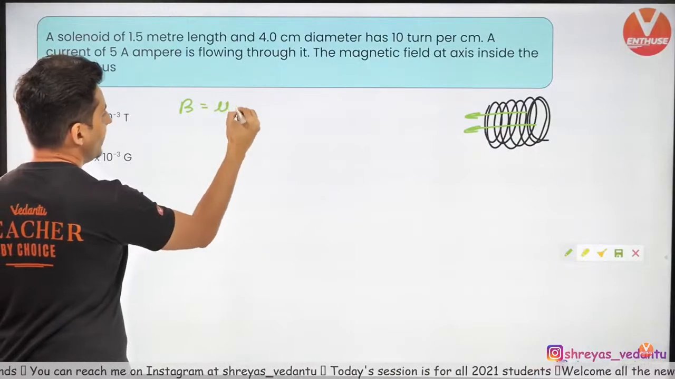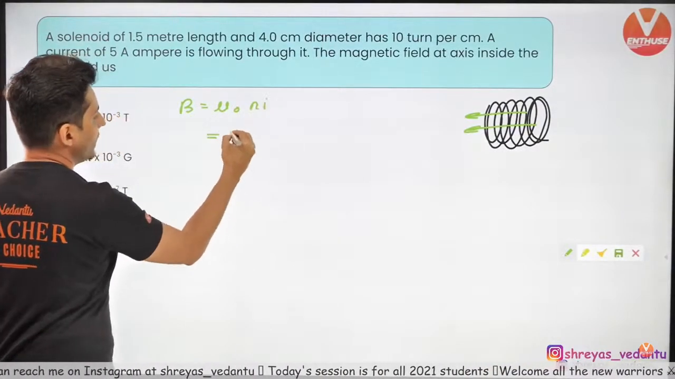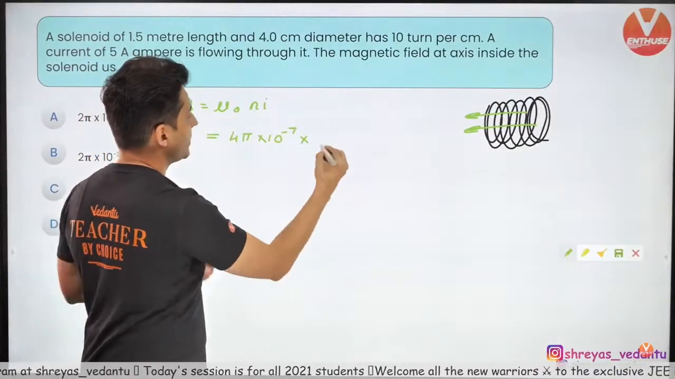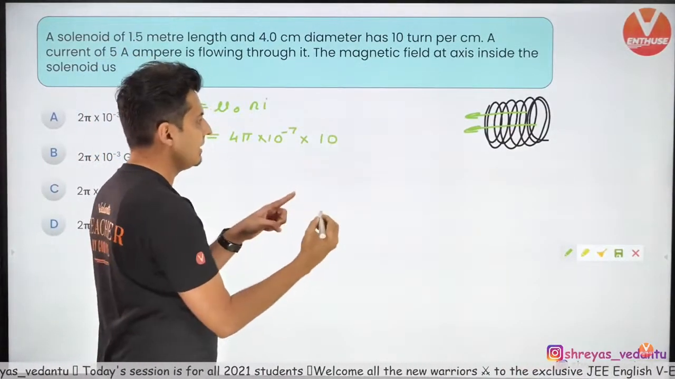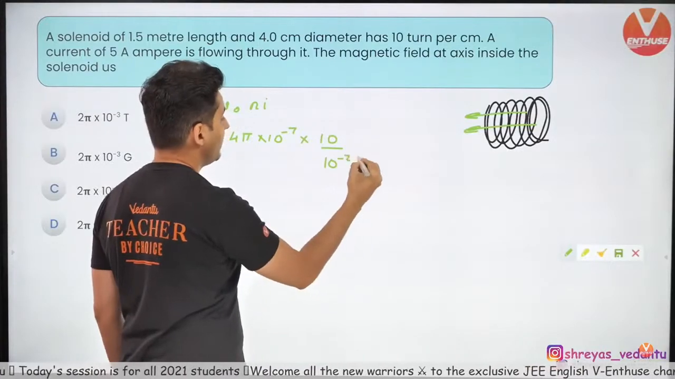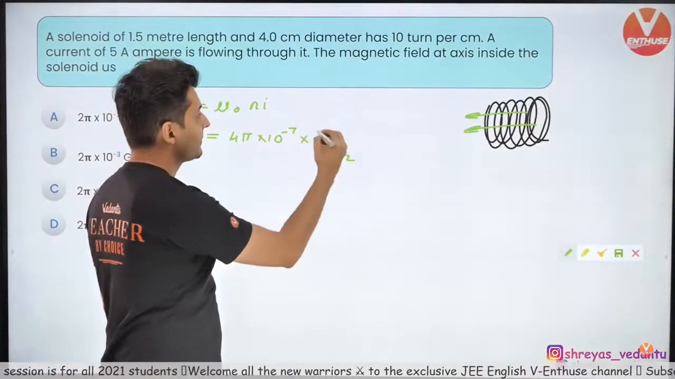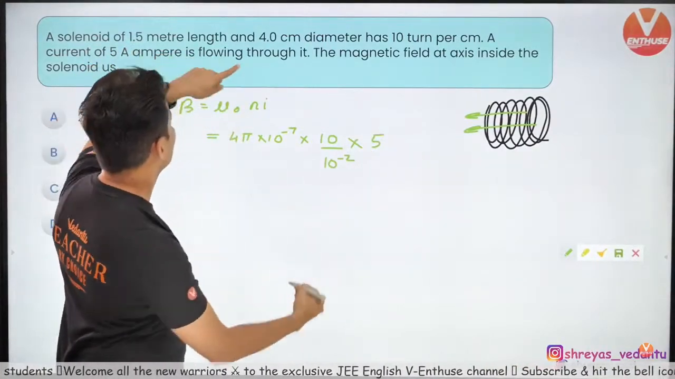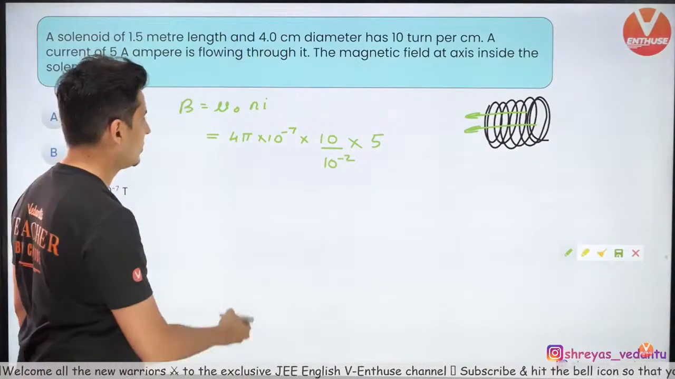Let's do this. B will be mu naught n i. Mu naught is 4 pi into 10 to the power minus 7. Turns per unit length, 10 turns per centimeter. 1 centimeter is 10 to the power minus 2 meters. Into what is the current? The current is 5. What is the use of the diameter? No use, just ignore it.